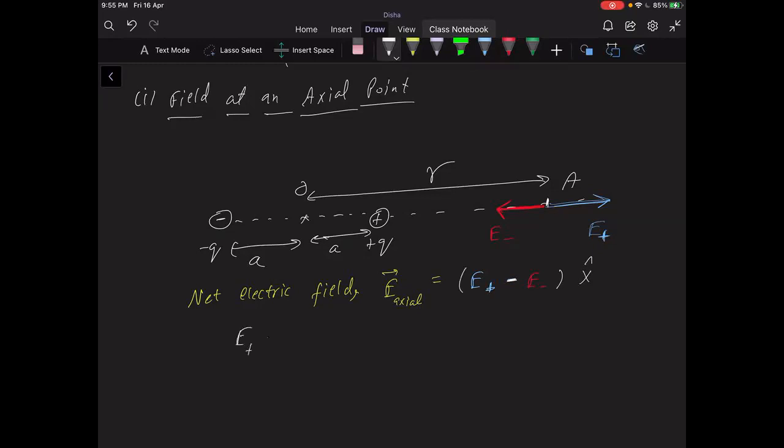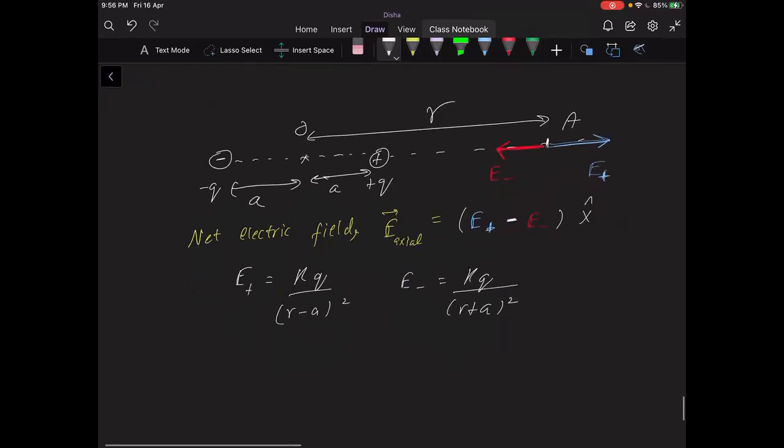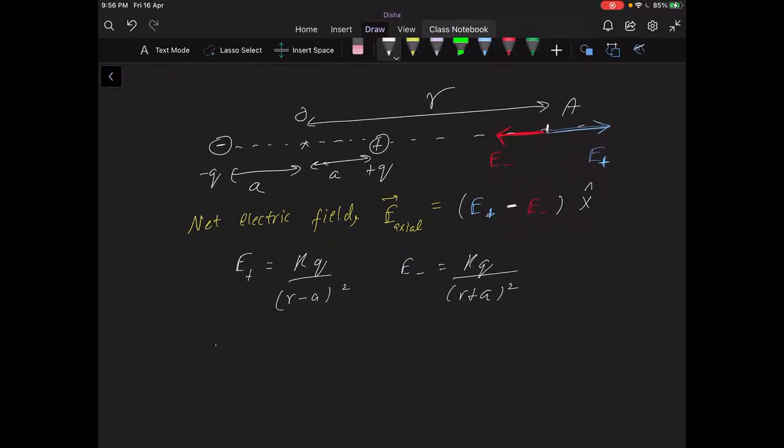Value of E positive is very simple. 1 by 4 pi epsilon naught Q by distance of A from plus Q. If you observe closely, it will be R minus A. And E minus will be, disregarding the negative sign, KQ by R plus A whole square. So E axial, just value wise, direction we'll see later.